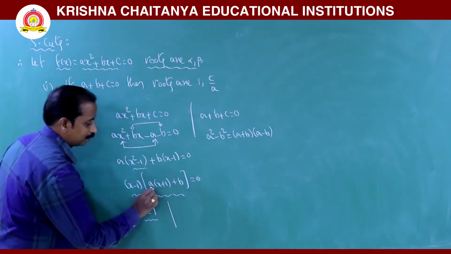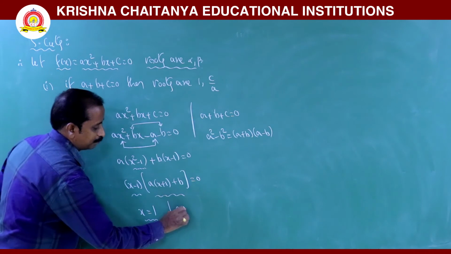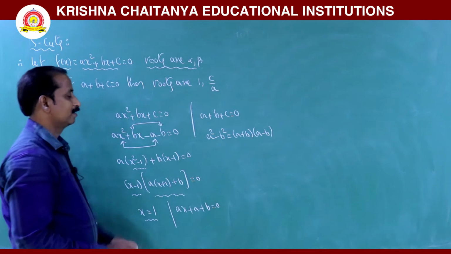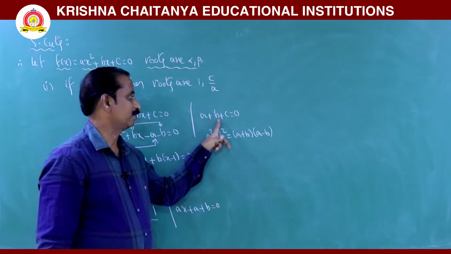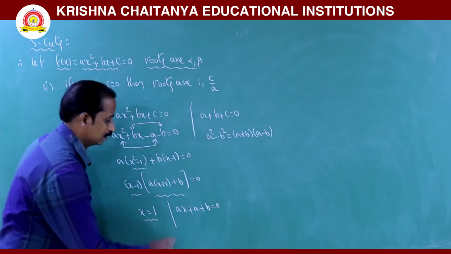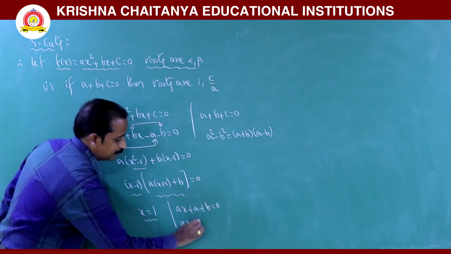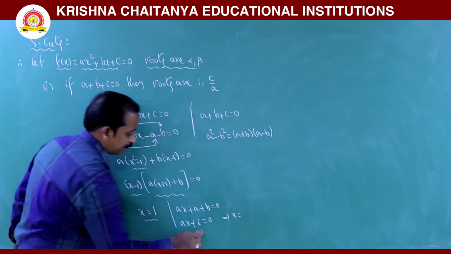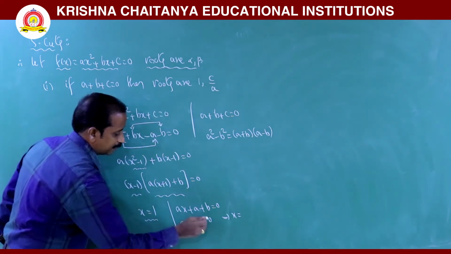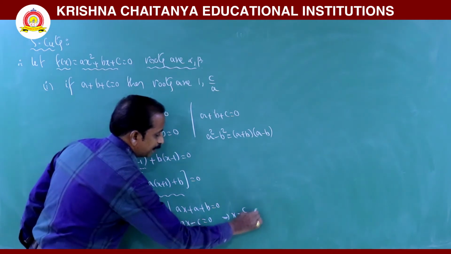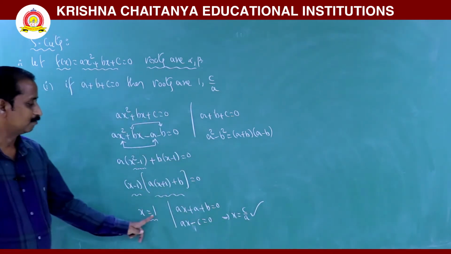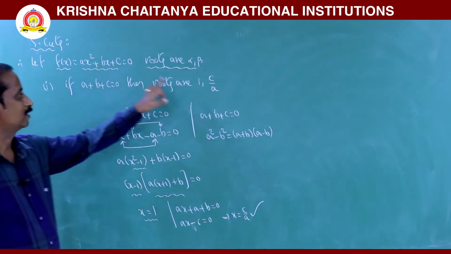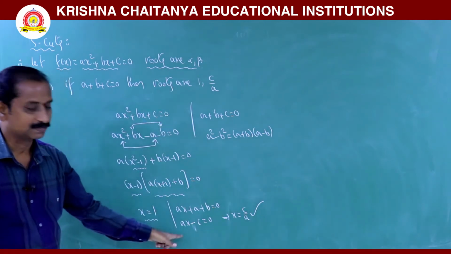Next, the other one: a times of x plus 1 means ax plus a plus b is equal to 0. And from our given condition, the value of a plus b is nothing but minus c. So, ax plus c is equal to 0, which implies x is equal to c by a. Now, the roots are 1 comma c by a. For this condition, roots 1 comma c by a, the proof is this one.